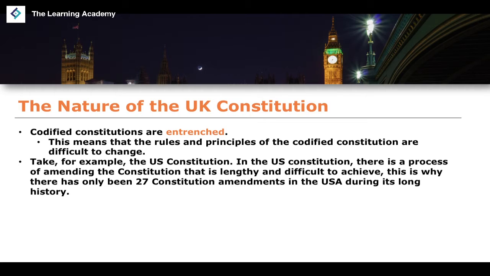And this is why we can see that it is what we call entrenched. It is inflexible. It's very difficult to change the US Constitution.